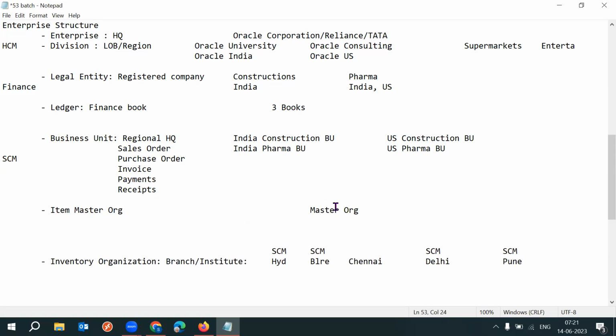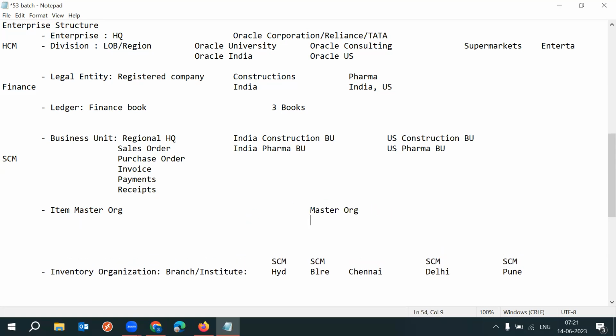We can create all our items in the master organization only once. I'm creating the SCM product here only once, and I'm not defining it in each branch. If I'm offering it in Hyderabad or Bangalore, I will assign the same product to them. If I'm not offering in Chennai, then no. I'm defining only once in the master organization, and I assign the same product to the required inventory organizations. This is how we avoid the duplication and data redundancy.